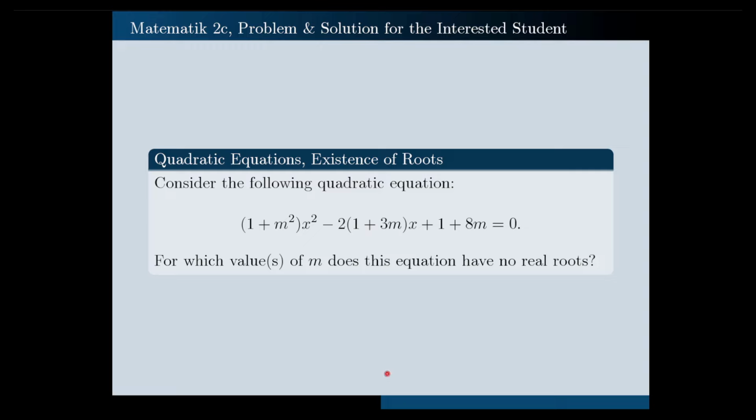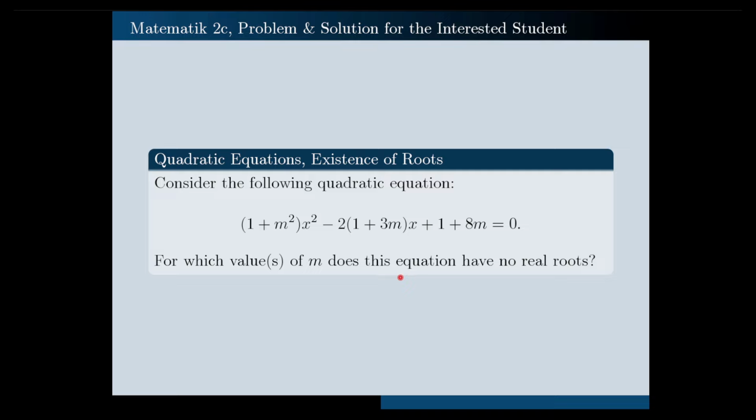Hello, in this video I'm going to solve the following problem for you. This is a problem on the topic of quadratic equations, existence of roots. Consider the following quadratic equation: (1 + m²)x² − 2(1 + 3m)x + (1 + 8m) = 0. For which value or values of m does this equation have no real roots?